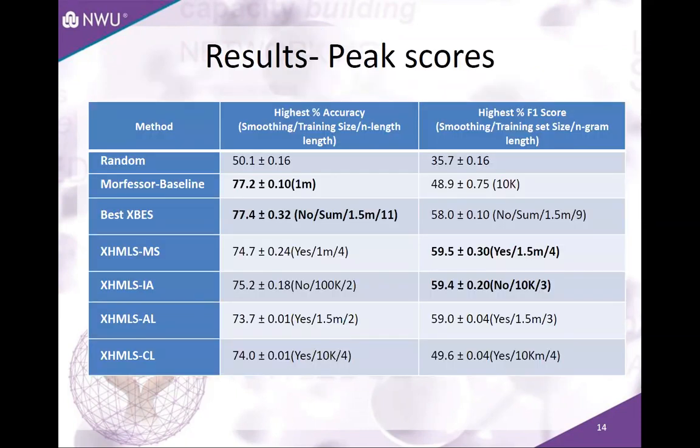Results and peak scores for each system are shown here. In the work that we presented last year, Morphesa baseline and XBES on the accuracy were comparable, but the branching entropy system XBES provided a higher F1 score. In this work, which is the heuristic maximum likelihood segmenter, all of the models that we used could not get a good accuracy. So the best is the independent affixes with 75.2%, and that is followed by the morpheme sequence model.